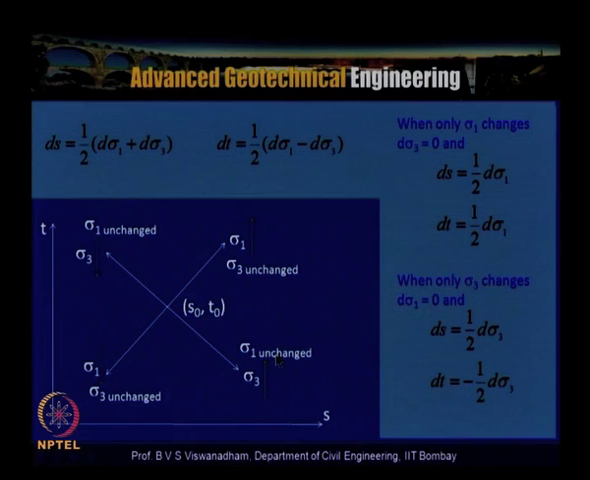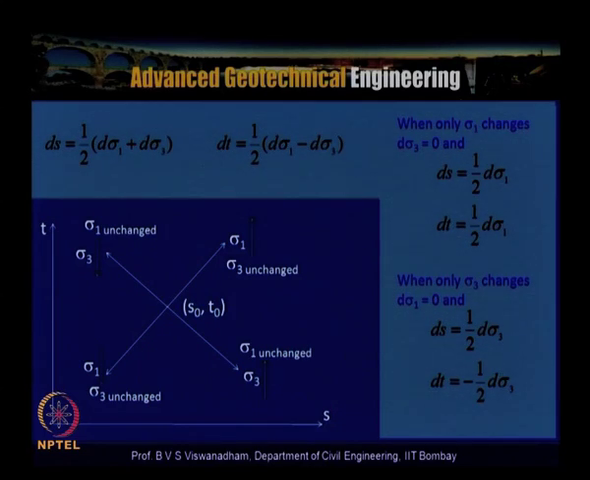When sigma 1 is unchanged at a certain value and sigma 3 is continuous, then the path actually goes down here. So the stress path changes from this direction, either this side or this side, depending upon how the sigma 1, sigma 3 stress conditions are changing on the sample.